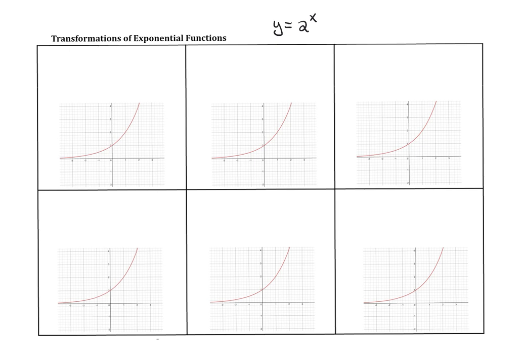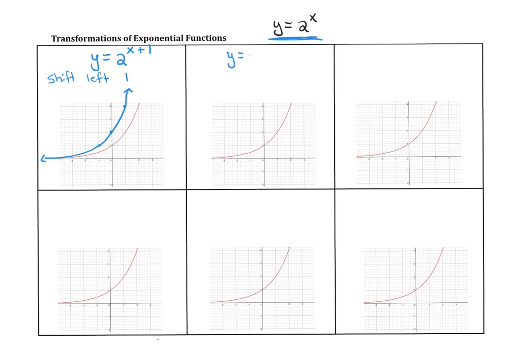Each of these graphs is compared to this base function y equals 2 to the power of x. So what happens if we have y equals 2 to the power of x plus 1? What that does is it shifts all of the x values left 1. So if we just took some of these points and shifted them left 1, we're going to have a graph like this. It has the same asymptote. It's just shifted over.